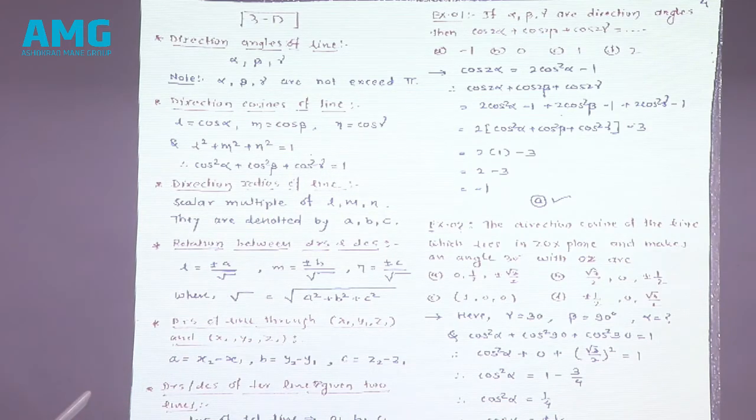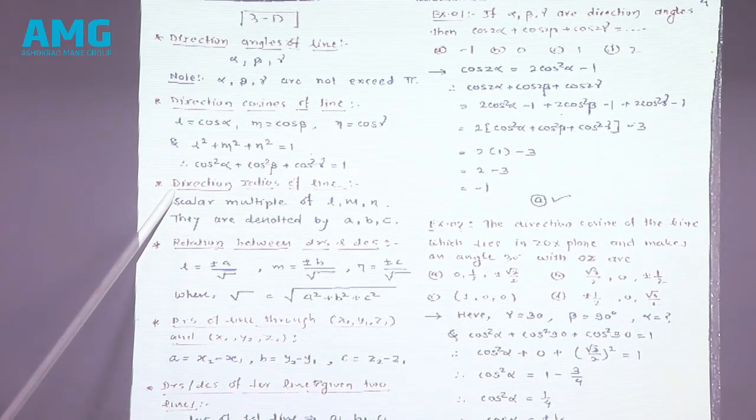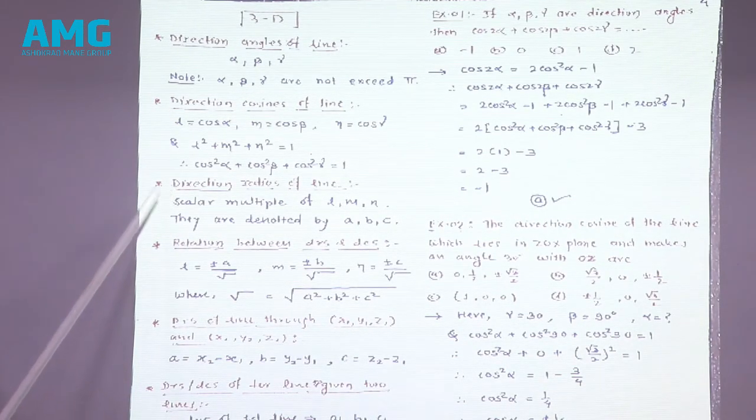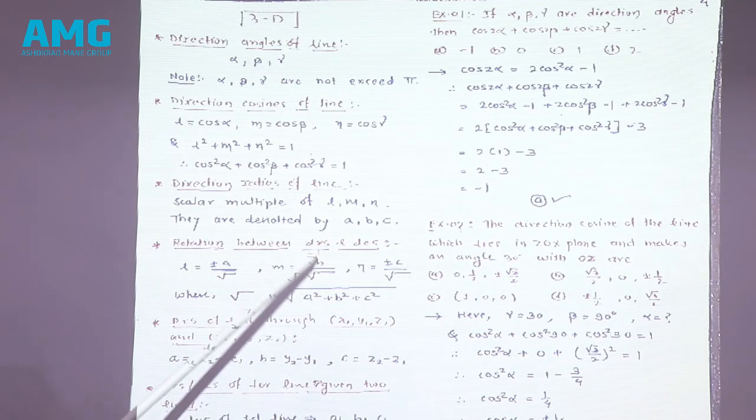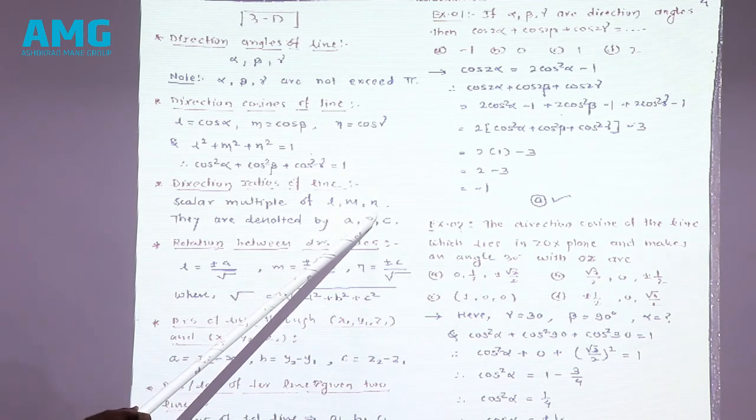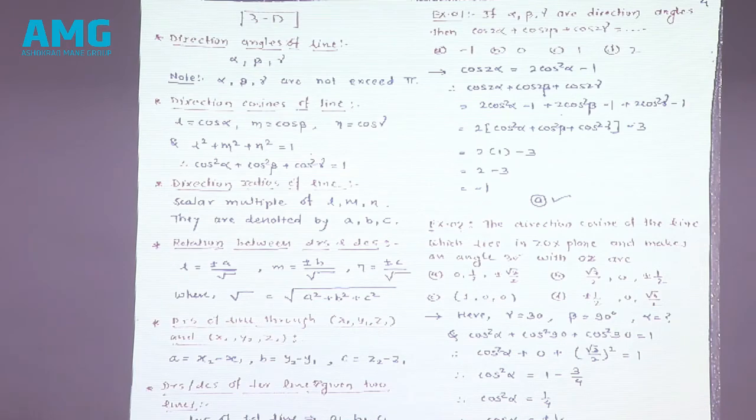Now, direction ratios of the line. In short, we sometimes write this as just DRS. DRS are denoted by ABC. Direction ratios are scalar multiples of the direction cosines, that is scalar multiples of L, M and N. They are denoted by ABC.